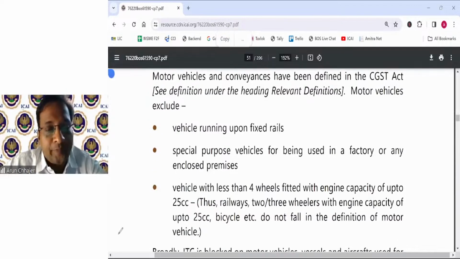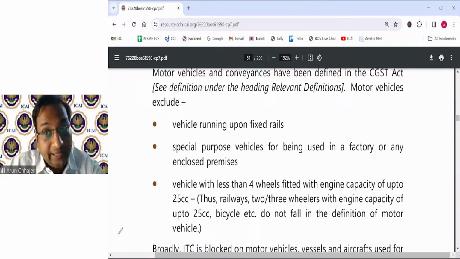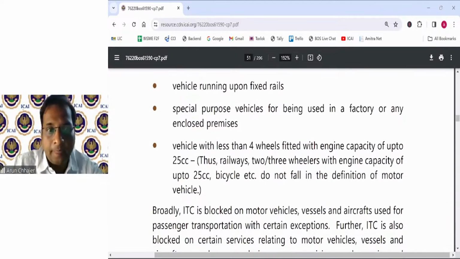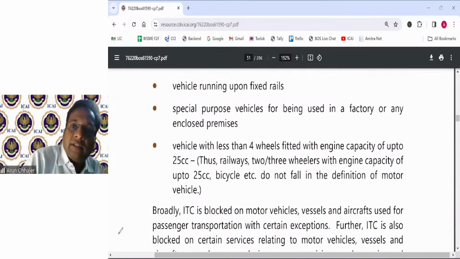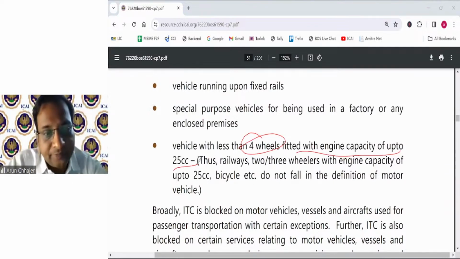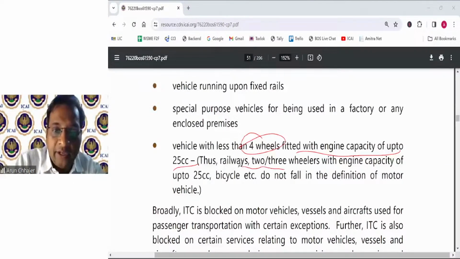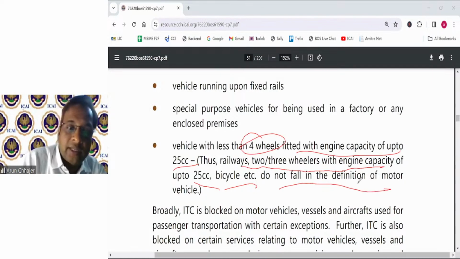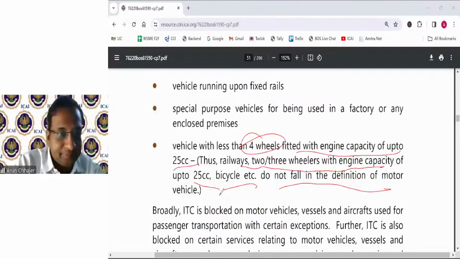Motor vehicle excludes vehicle running upon fixed rail, special purpose vehicle used in a factory or enclosed premises, and vehicle with less than 4 wheels fitted with engine capacity of up to 25 cc. So railway, two-wheeler, three-wheeler with engine capacity up to 25 cc, and bicycle do not fall in the definition of motor vehicle.